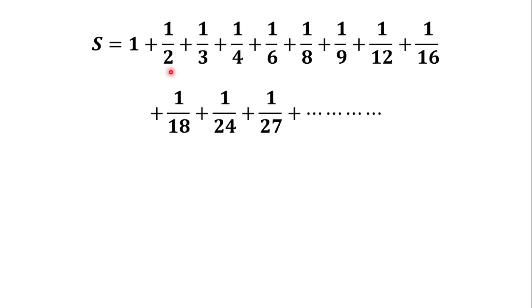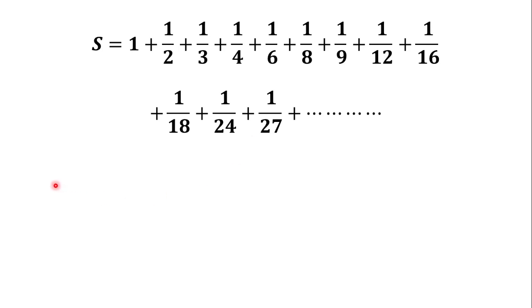For example, 1/2 equals 1 over 2 to the power 1, 1/4 equals 1 over 2 to the power 2, 1/8 equals 1 over 2 to the power 3, and 1/16 equals 1 over 2 to the power 4. In the denominator of some fractions, there is a power of 3. 1/3 is equal to 1 over 3 to the power 1, 1/9 is equal to 1 over 3 to the power 2, and 1/27 is equal to 1 over 3 to the power 3.